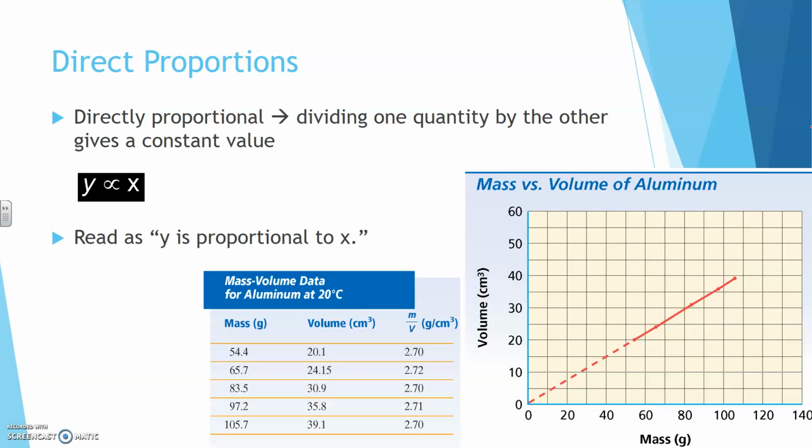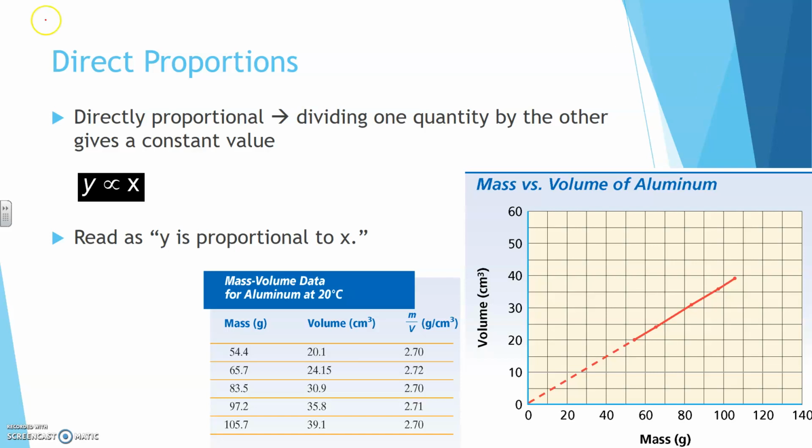Density is one of these types of values. If you take the mass and the volume and divide them, you should always get 2.70 for aluminum, or roughly somewhere around there. It doesn't matter how many of these measurements you take. If you have different masses and then measure the volumes of those and divide them out, you should always get the same thing.